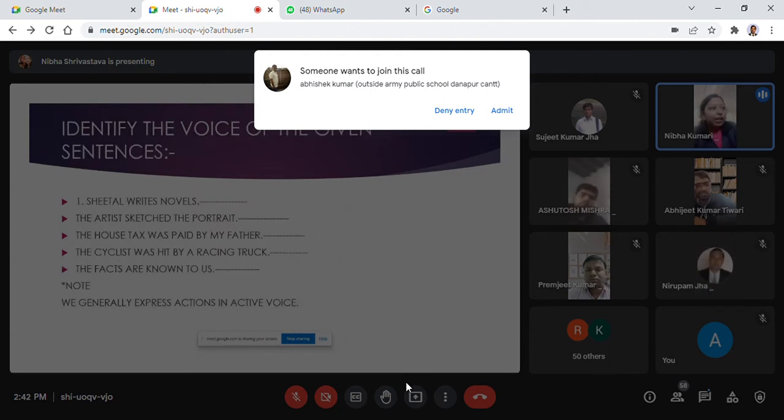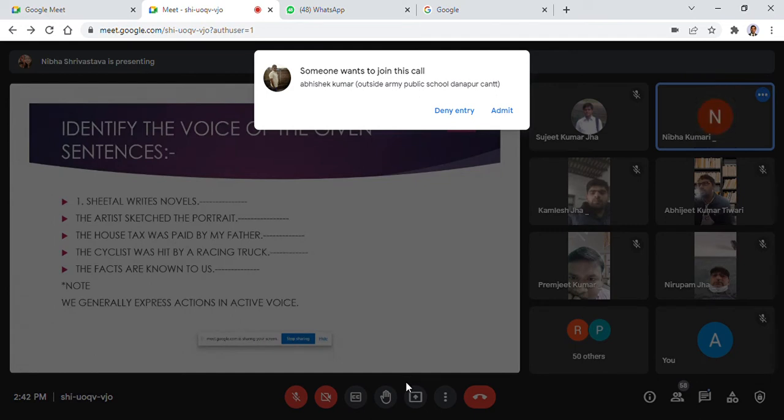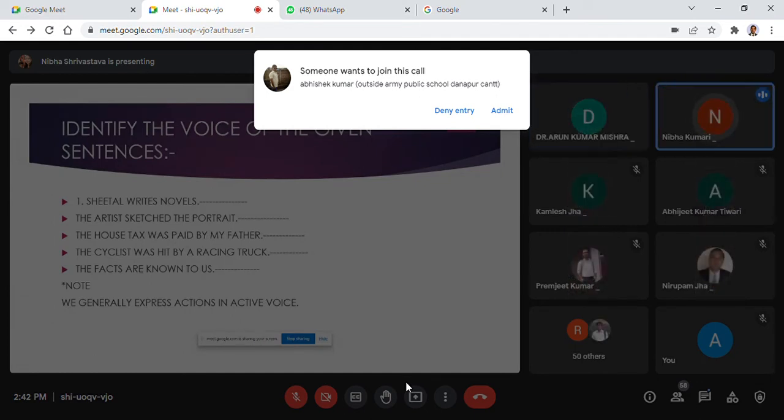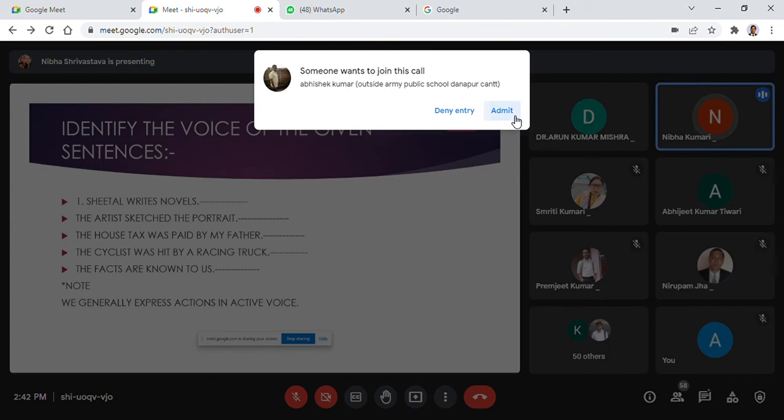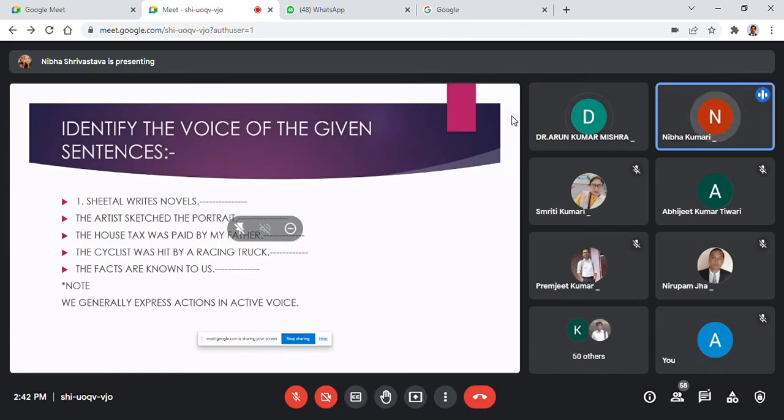Now, identify the voice of the given sentences. Teachers, it is not a test, just for practice. Just try to recognize whether the subject is performing the action or receiving the action. Let us have a short discussion on it. Sheetal writes novels. Is it an active voice or passive voice?